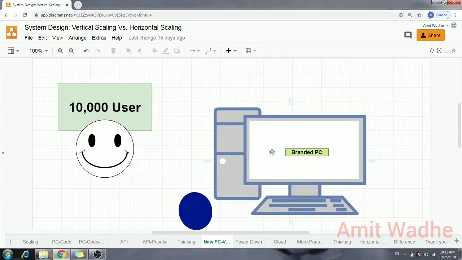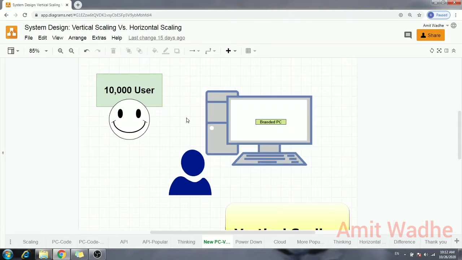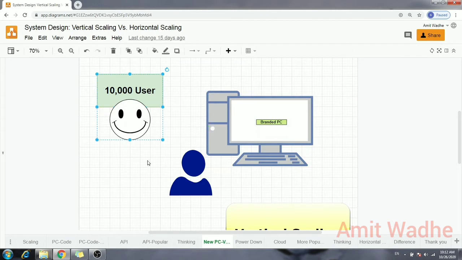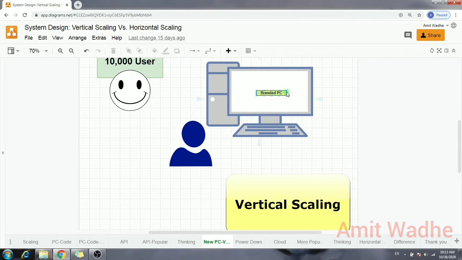So I bought a brand new computer from a branded company, and with this maximum possible configuration, 10,000 users can happily use my API, and that gave me quite a lot of satisfaction. Oh, 10,000 users, that's quite a milestone. Whatever we have done just now is nothing but vertical scaling. We have increased the configuration of the same PC. We have increased the RAM, hard disk and processor.